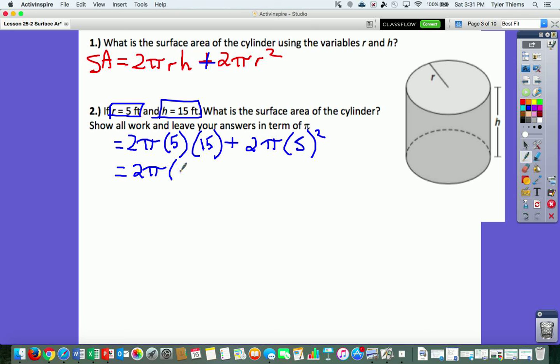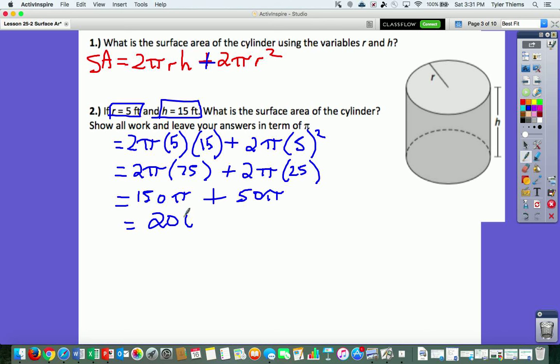In this case, let's see. 5, 15, 30, 60, 75. So it's 75 plus 2 pi times 25. Okay, so now multiply 2 times 75 and you get 150 pi plus 2 times 25 is 50 pi. Add those two together and you should get 200 pi.